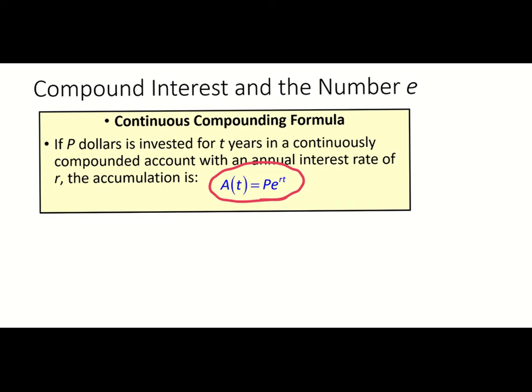Now, P is your principal amount, how much you invested. T is the number of years compounded, or the number of years the money's in the account. R is the interest rate. And e is an irrational number, kind of like pi. So we use e in this equation, and e is used in exponential equations.